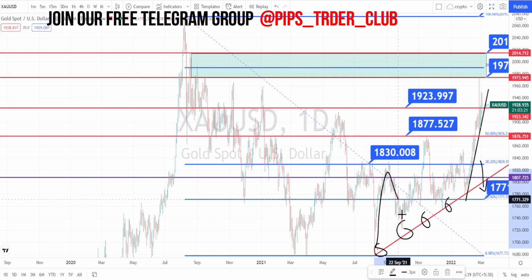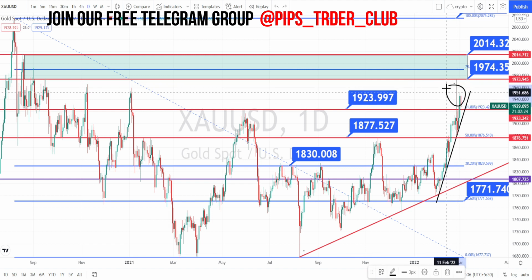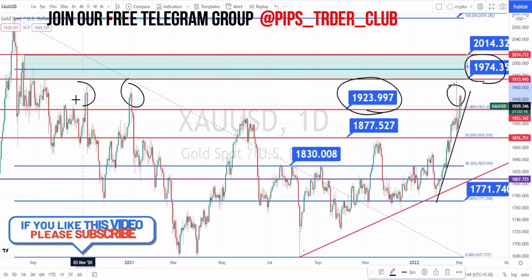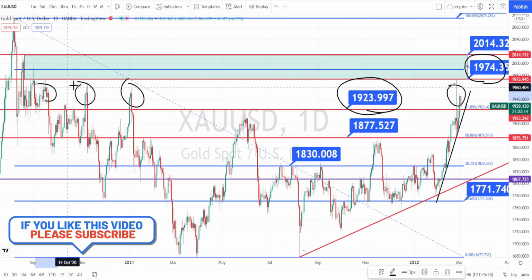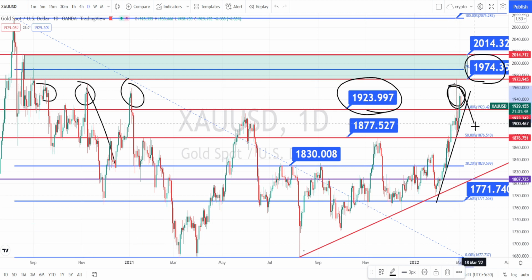Currently, when we analyze the price action, it is still in a strong bullish trend. The current price action is trading between the resistance level of 1974 and support level of 1923, and in the past also this level had acted as a very strong resistance level, and price action has retraced from this level. So when the war tension is under control, we can expect a retracement to start from this level.